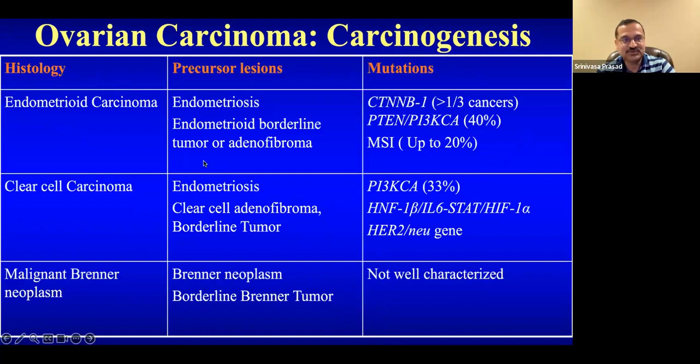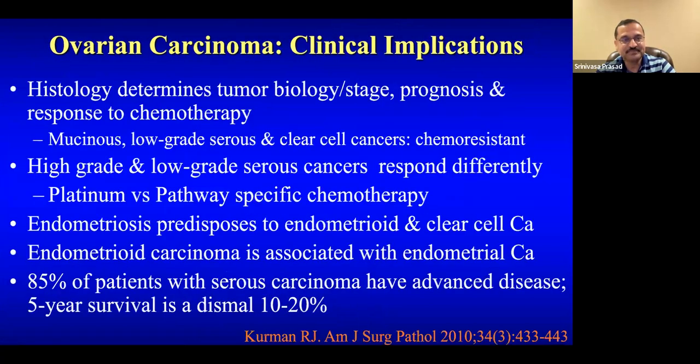And same is the case with endometrioid and clear cell. Even though they arise from the background of endometriosis, they have different genetic abnormalities. So based on these, they're coming up with specific targeted therapies to treat these patients, as opposed to just using one Brahmastra, which is the platinum-based chemotherapy.